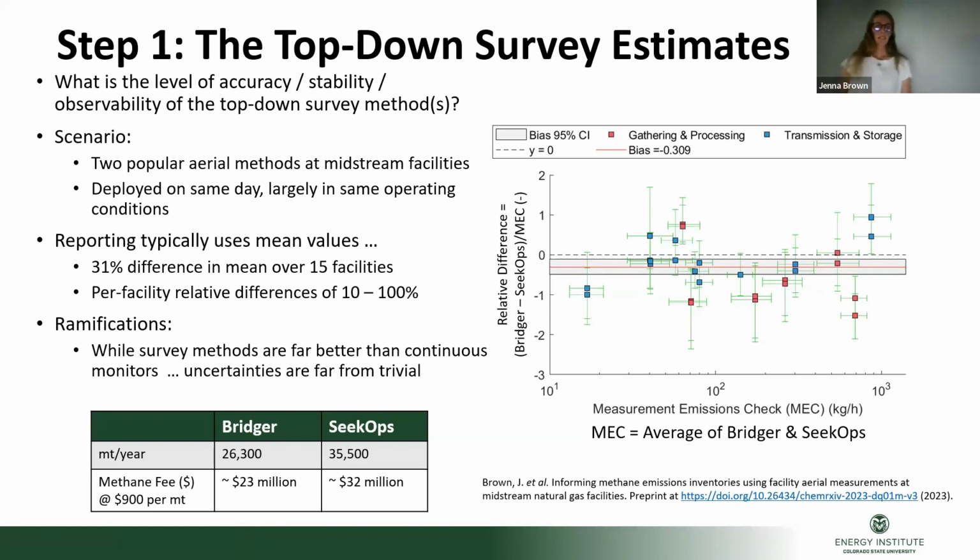So this is important because there's a lot of regulation that's requiring methane fees coming up. If you were to choose Bridger to come out or CCOPS, the difference between what you're paying could be $10 million, for example, and that's a lot of money.